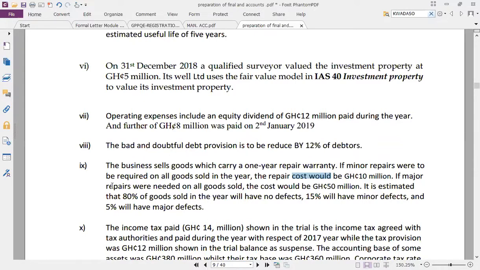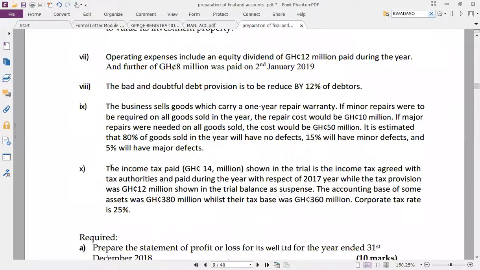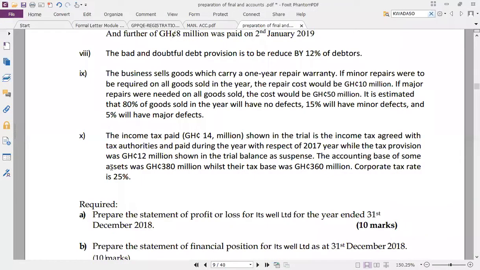Now let's go to note 9. Note 9 talks about IAS 37 provisions. Yes, so I will treat that one for you. They are saying that the business sells goods which carry a 1-year repair warranty. If minor repairs were to be required on all goods sold in the year, the repair cost will be 10 million. So the entire sales.